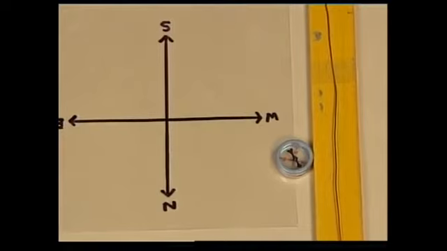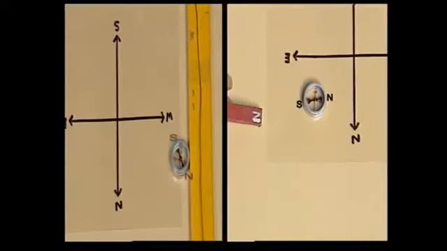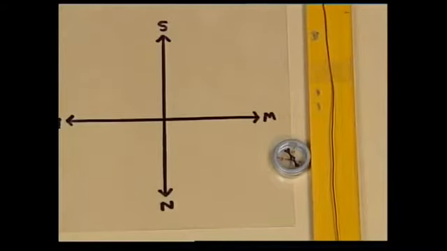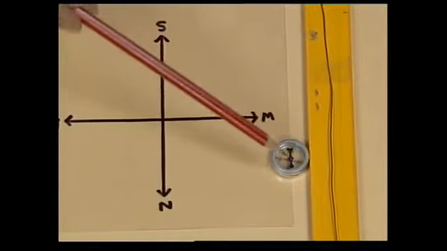What do you notice? The compass needle got deflected as soon as the current is switched on. The effect on the compass needle is the same as though a magnet is brought near it. If we switch off the current, let's see what happens. The compass needle comes back to the initial north-south position.